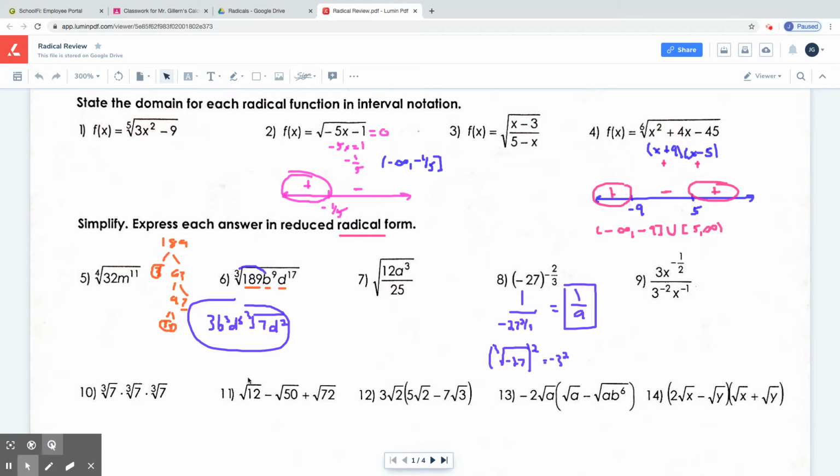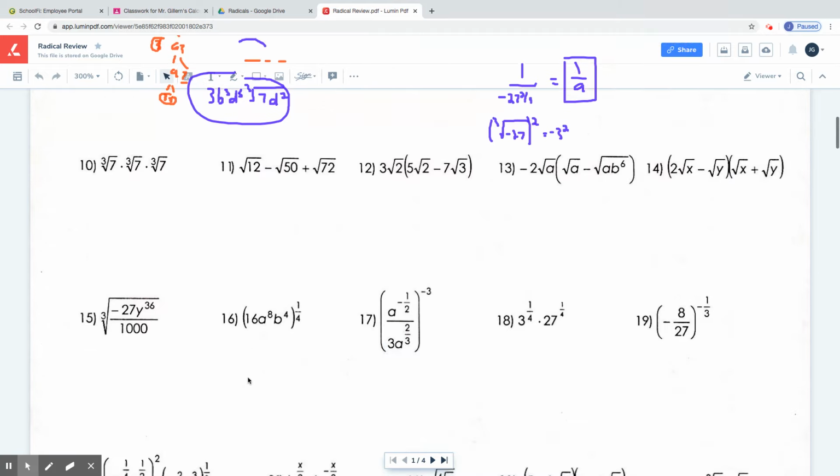All right, let's scroll down here. All right, we do the even, so we have 10. Cube root of 7 times the cube root of 7 times the cube root of 7 is the cube root of 7 times 7 times 7, which is just the cube root of 7 cubed. I don't need to multiply it out because what's the cube root of 7 cubed? 7.